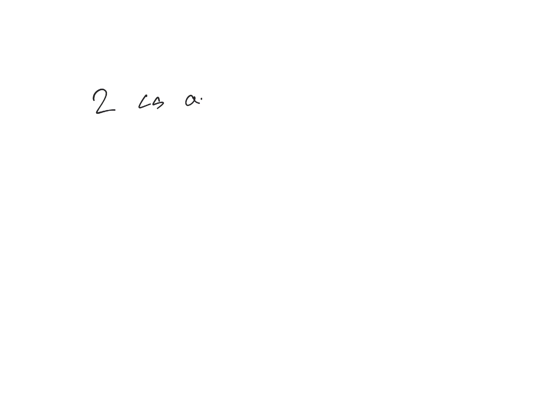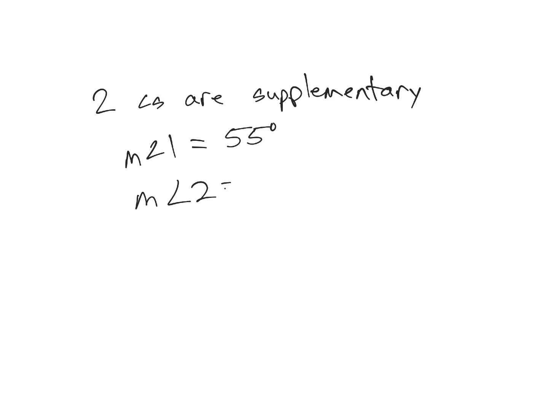2 angles are supplementary. The measure of angle 1 is 55. What is the measure of angle 2? 180. Supplementary means 180 degrees. You have 2 angles. One of them is 55. So the other one, you subtract from 180. Yes, sir. Like that. Wow. Okay. I hope so, because you should get a bunch of A's tomorrow.